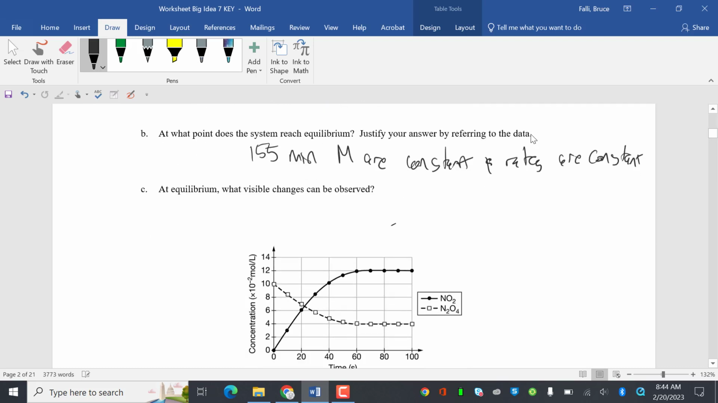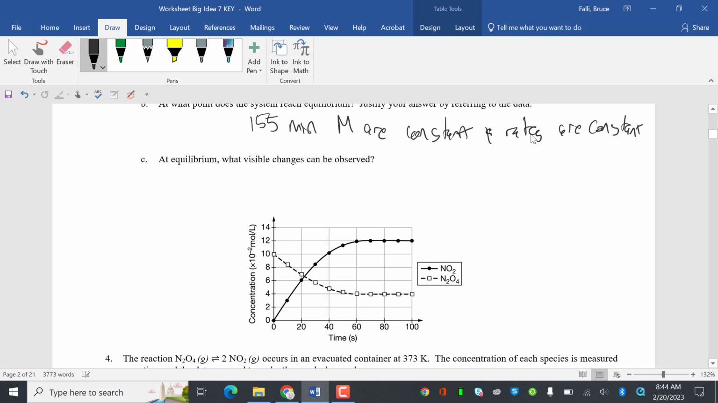I'm so sorry. At equilibrium, what physical changes can be observed? None. It looks constant, but changes on a molecular level.